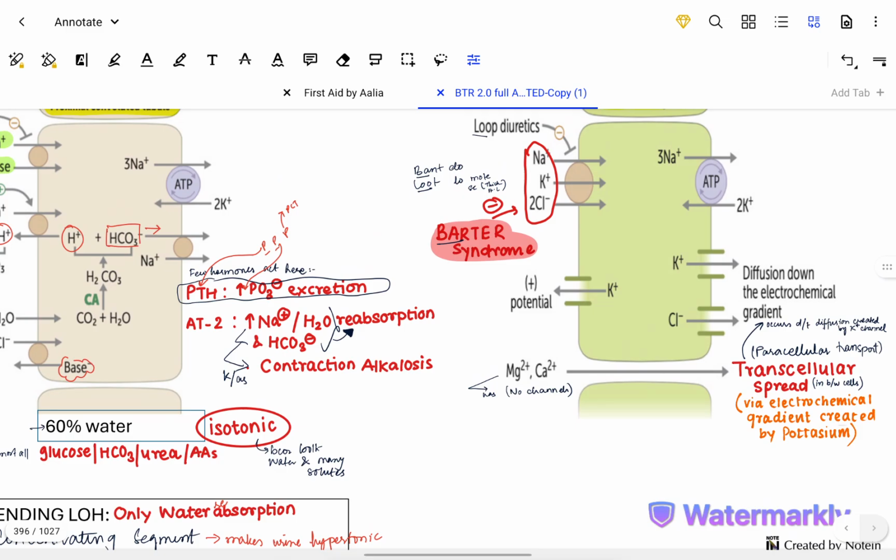Because it's the thick ascending loop of Henle, right? So bant do loot lo, it's like a thick person has a lot of things, so you are stealing it, loot lo, bant lo. So Bartter syndrome, loop diuretics act at the same place. It inhibits the reabsorption of sodium, potassium and chloride channels. Okay.